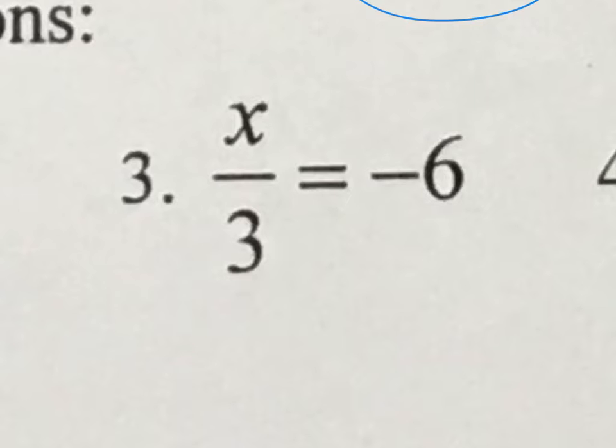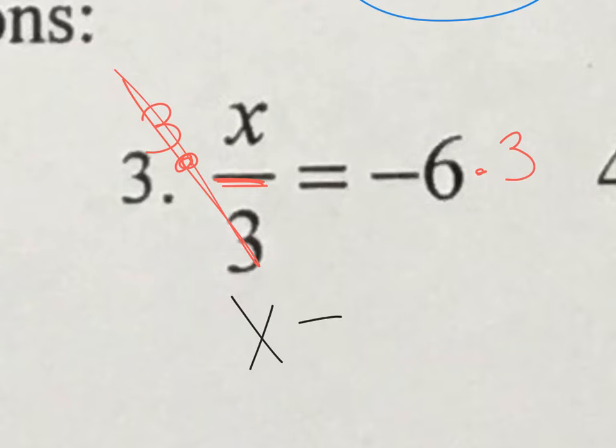And again, I want to emphasize, whenever you have a fraction in an equation, you can get rid of it by multiplying by the denominator of that fraction. So right here, if I want to get rid of this divided by 3, I'm going to multiply by 3. And that'll cancel it out, because 3 on top, 3 on the bottom, cancels out. But if I multiply by 3 on one side, I have to multiply by 3 on the other side to maintain the equality. So in this case, x equals -18.